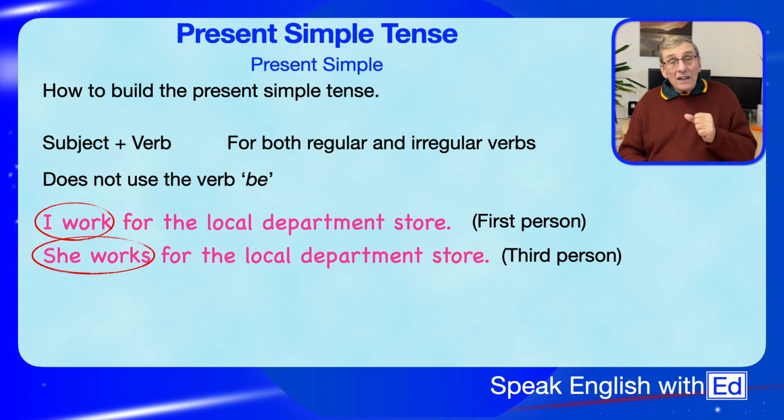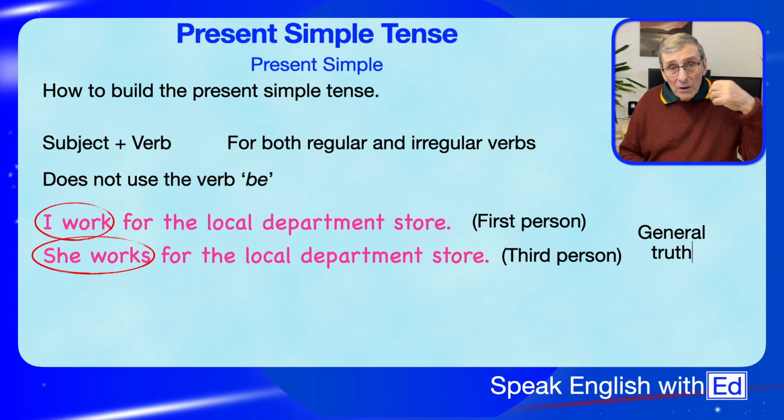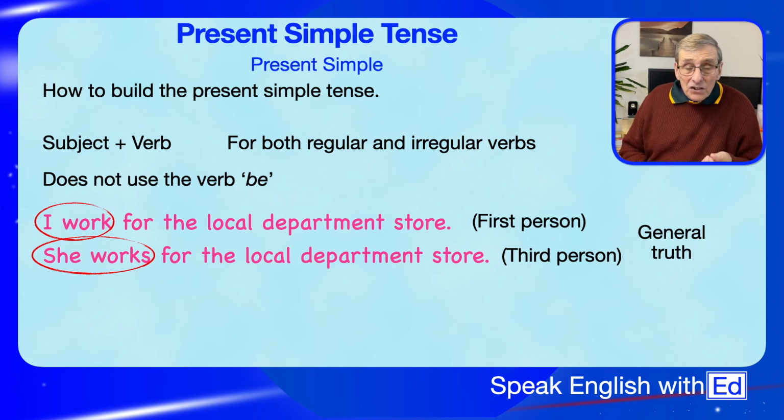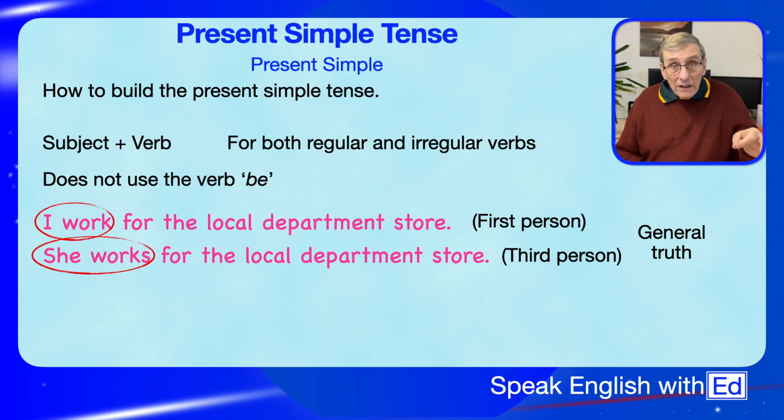And these are general truths. This is talking the way that you'd use it. This is a general truth, right? You're going to work. You may not work there forever. You may be working there at the moment, but not actually working right now, but you work there. That's what it's saying. So it's a general truth.